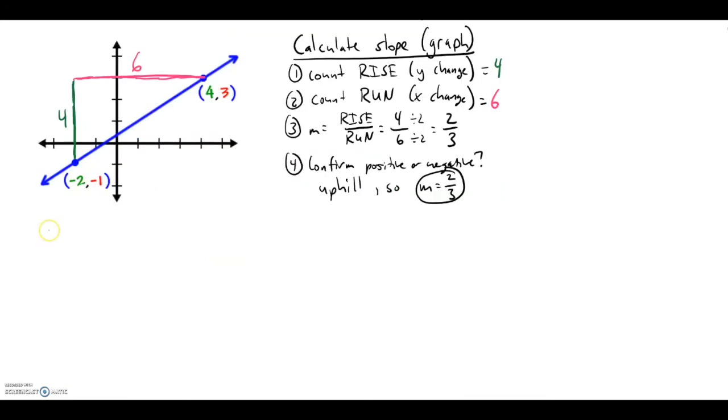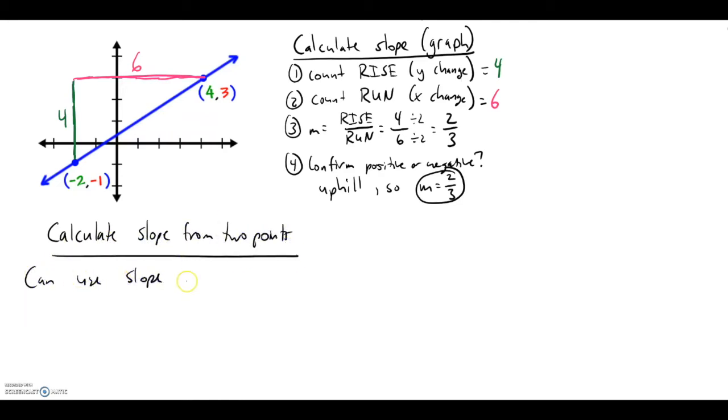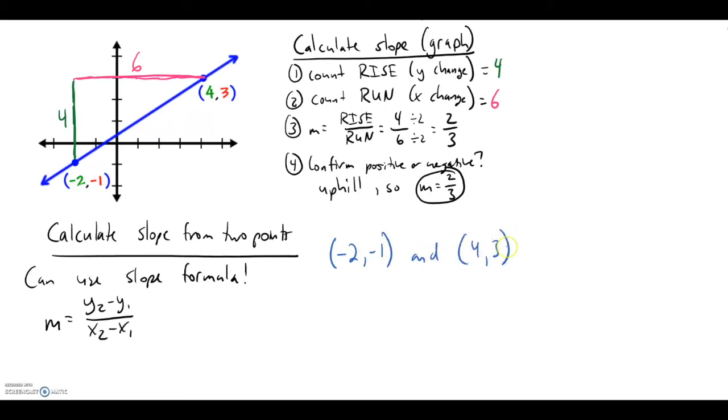But it is also possible to calculate slope from 2 points without needing to see the graph. We can use our slope formula, which states that our slope is equal to y2 minus y1 over x2 minus x1. Difference of the y's over difference of the x's. So if we use our same 2 points from the graph, -2, -1, and 4, 3, let's label those with x1, y1, and x2, y2.